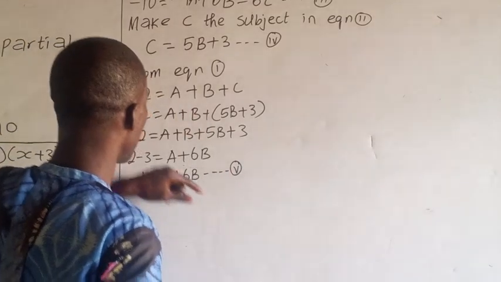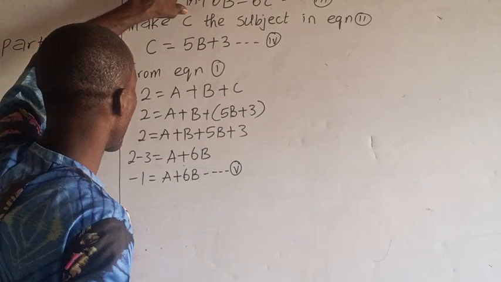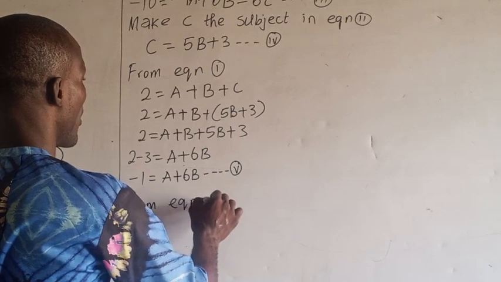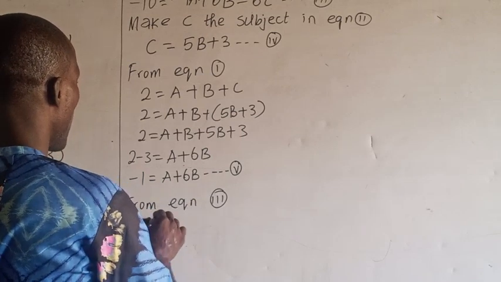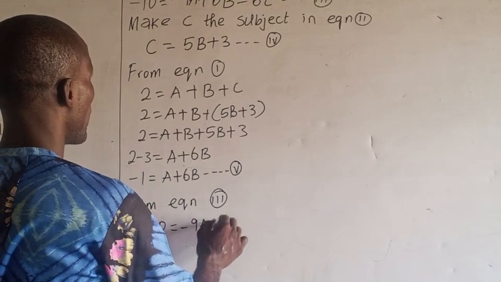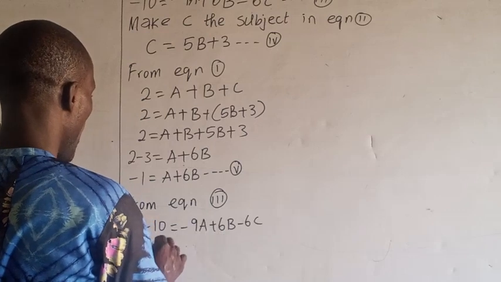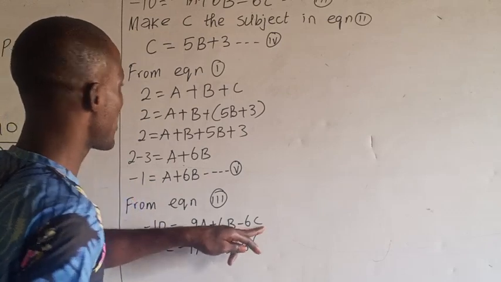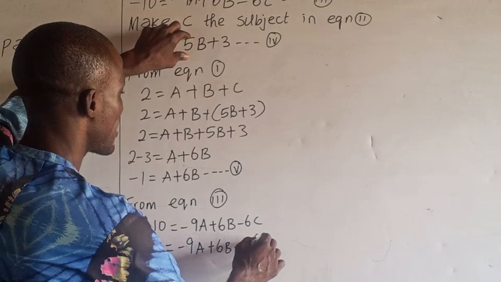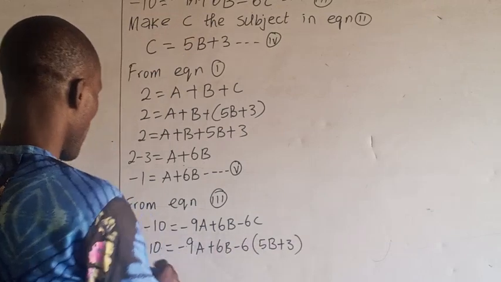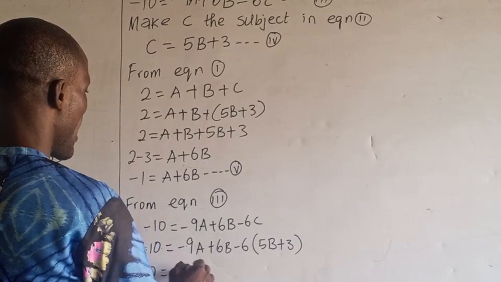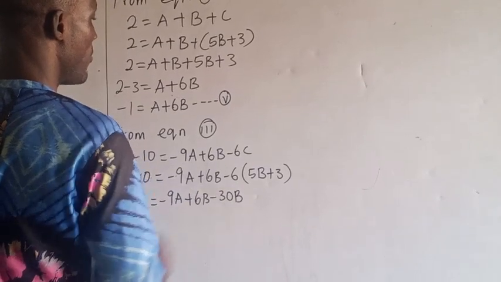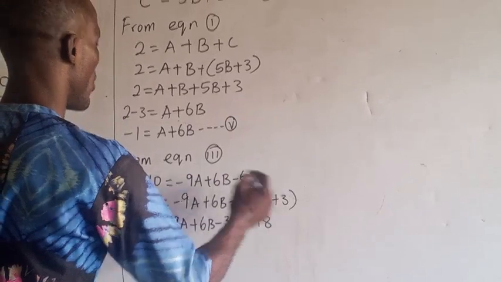The next thing we have to do is put the value of c in equation 3. From equation 3, we are having minus 10 equals minus 9a plus 6b minus 6 into bracket our c. Anywhere we see c, we have to write 5b plus 3. Minus 10 equals minus 9a plus 6b, minus 6 times 5b is minus 30b. Minus 6 times plus 3 is minus 18.